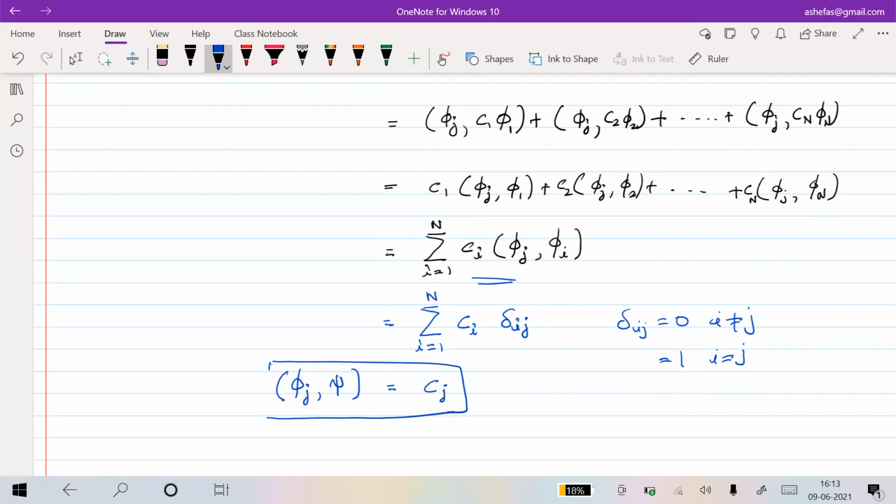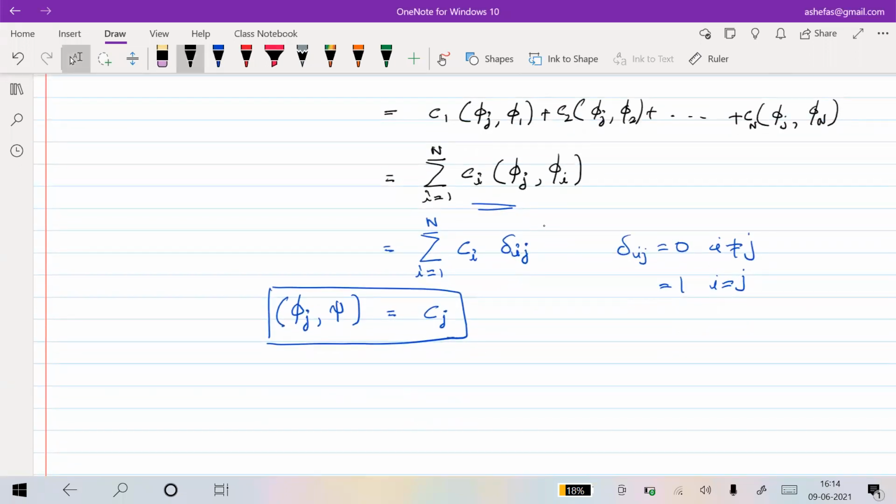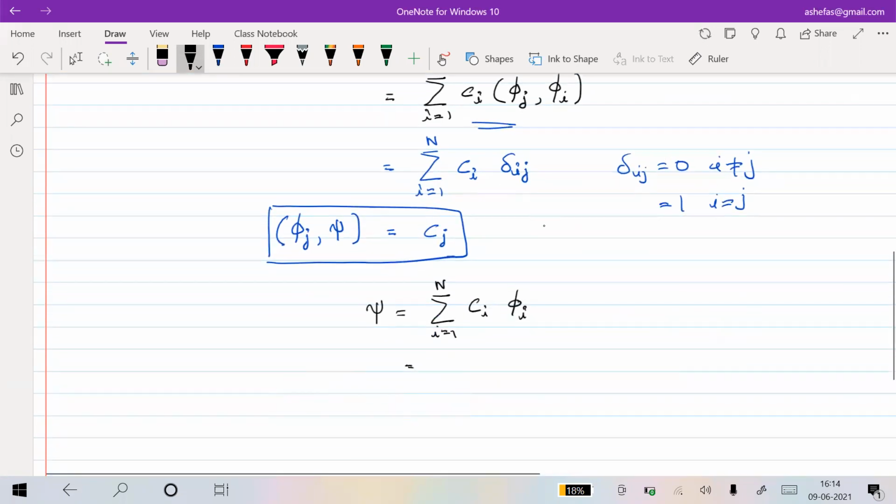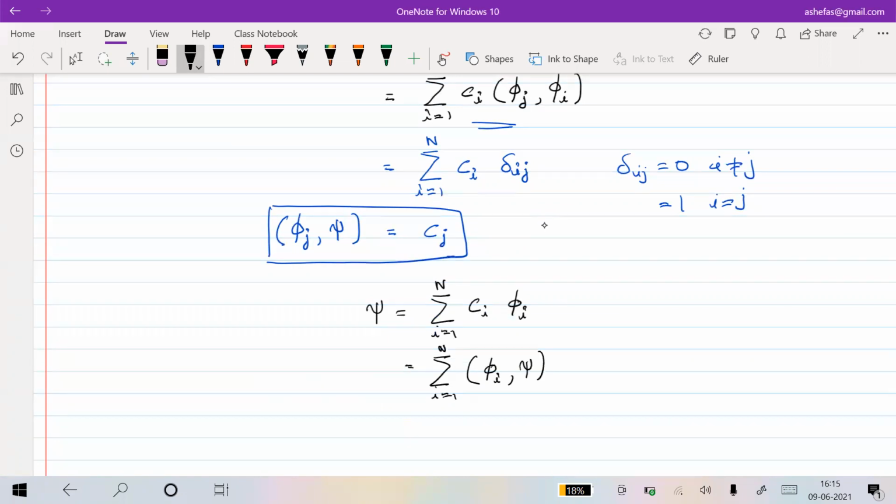So we can write the expansion coefficient in this particular way. How have we written psi earlier? Psi we have expanded as the sum over i equal to 1 to n of c_i phi_i. Now we can write my c_i's, the expansion coefficients, i equal to 1 to n. c_i we can write as the inner product of phi_i and psi.